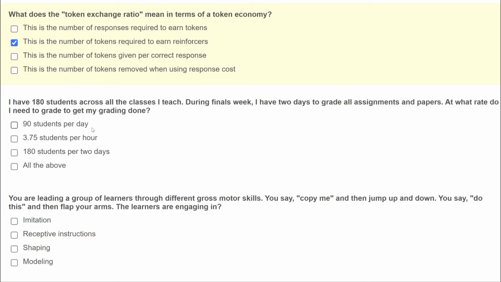Do we pick A and just move on? No, we read every single answer choice. Because B, 3.75 students per hour, well, if we have 2 days, we have 48 hours. If we take our frequency, 180, divided by our time, 48 hours, 3.75 students per hour works as well. And then what about C? 180 students per 2 days. Sure, if I can do 180 students in 2 days, I'll get my grading done. So 90 students per day works, 3.75 students per hour works, and 180 students per 2 days works. So really, all of the above is going to help me get my grading done.